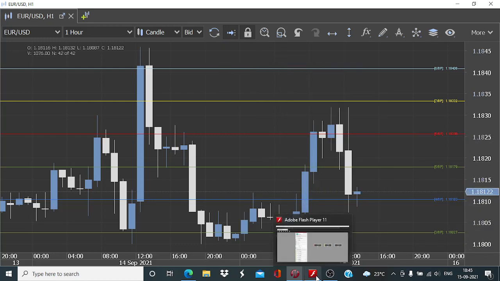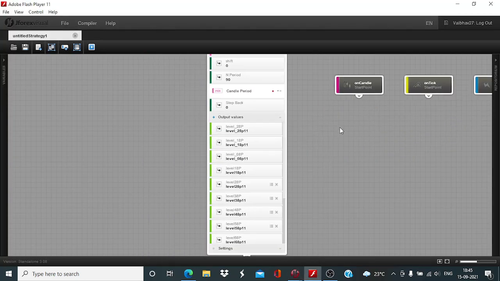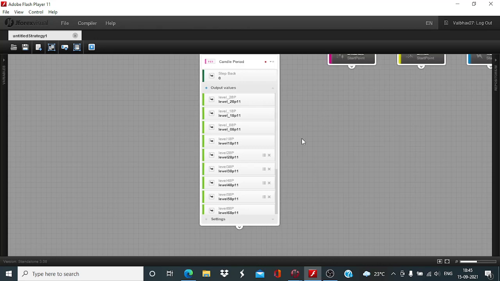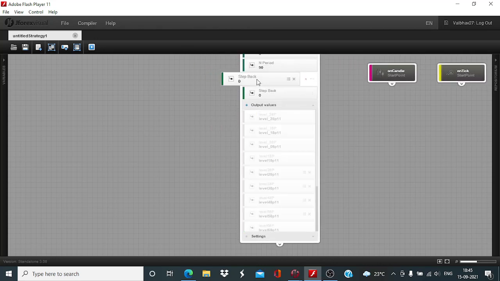So we go now back to the Visual JForex platform, and here I will explain to you which are the values which we are going to work with.